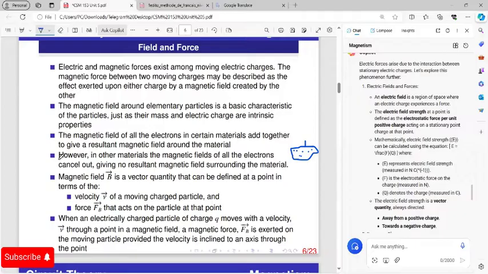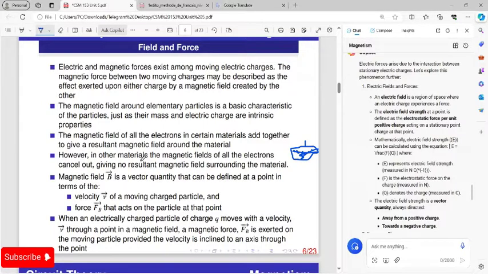And also, he said, however, in other materials, the magnetic field of all the electrons cancel out, giving no resultant magnetic field around the material. So there's a possibility that all the magnetic fields around this magnet will cancel themselves to the extent that we get no magnetic field again. The magnetic field will be zero. That's what he's trying to say.